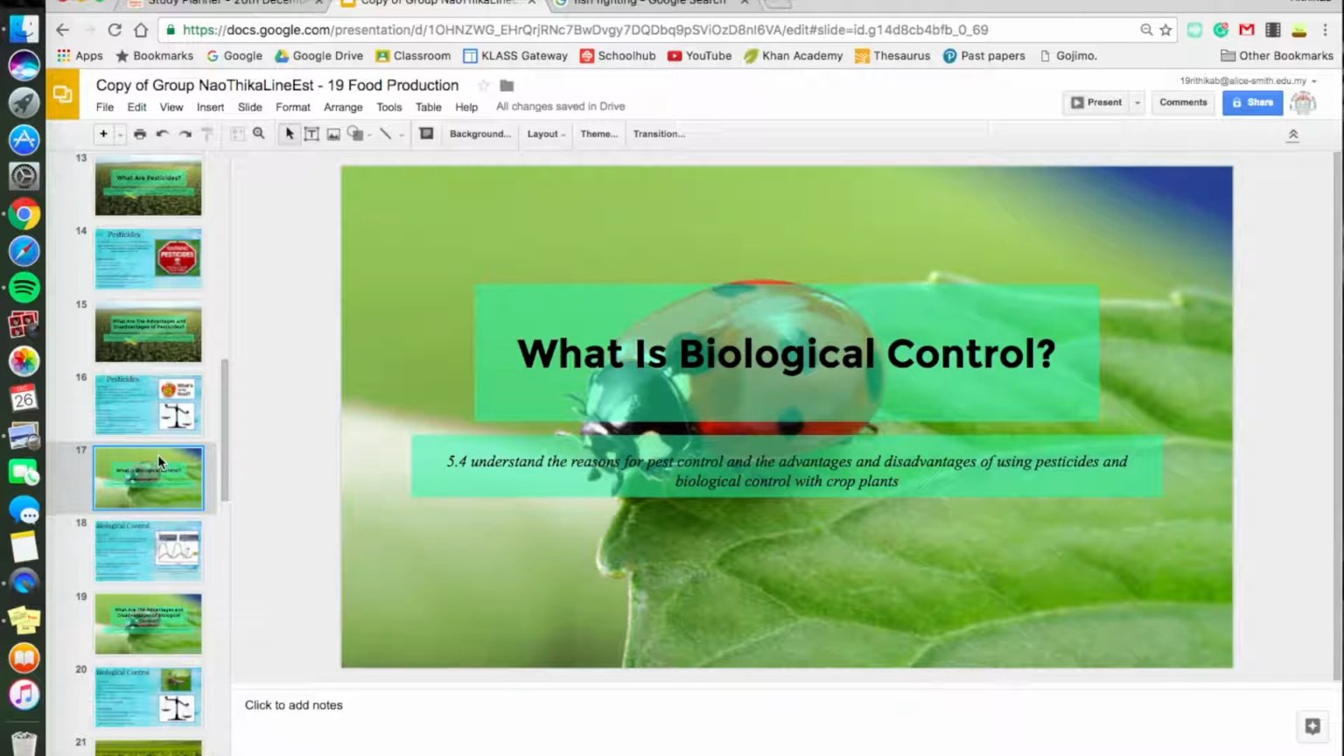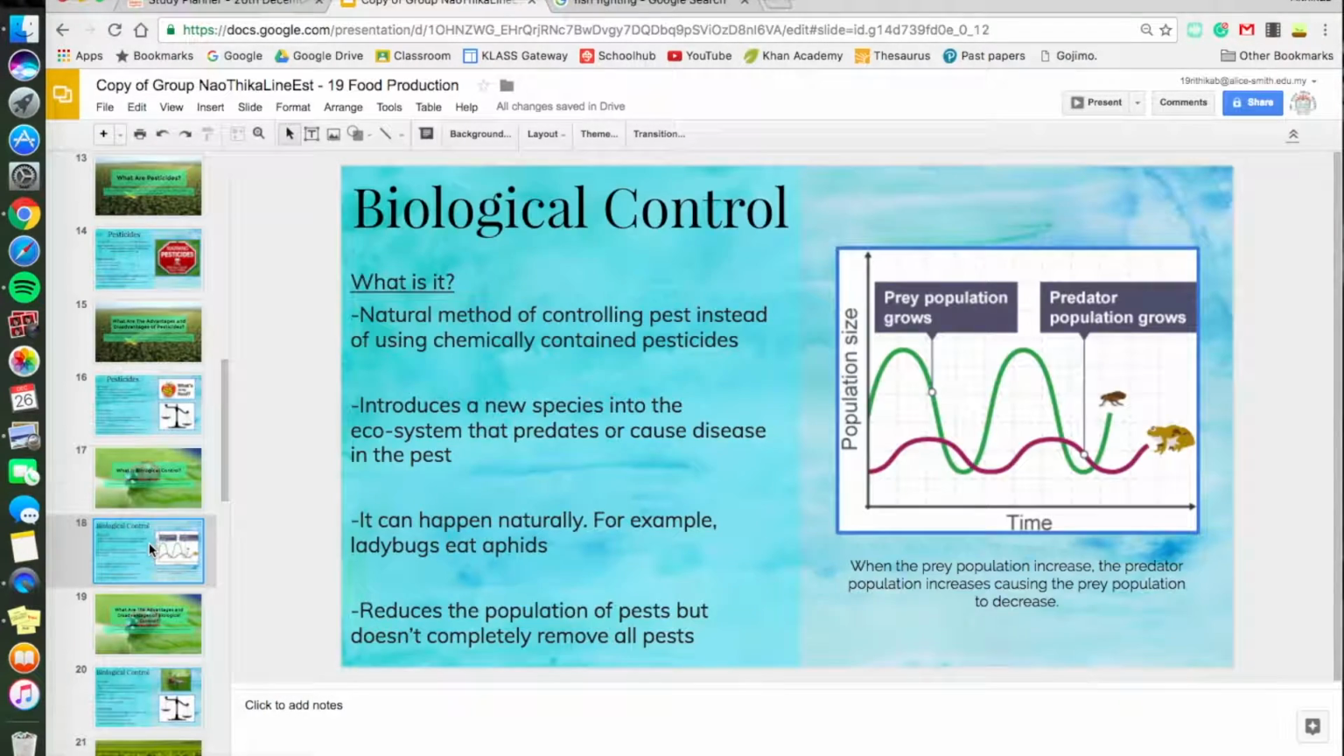And biological control. It's another way to get rid of pests inside a controlled environment. Biological control is basically introducing a biological organism that will eat the pest but not the crop plant. The most used biological control is done by bringing in birds that will kill and eat caterpillars.